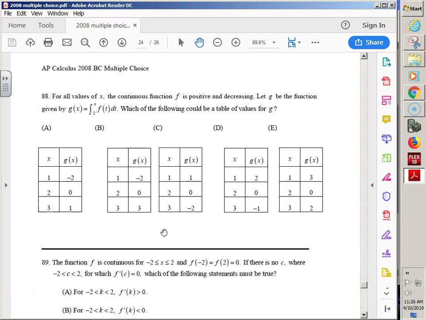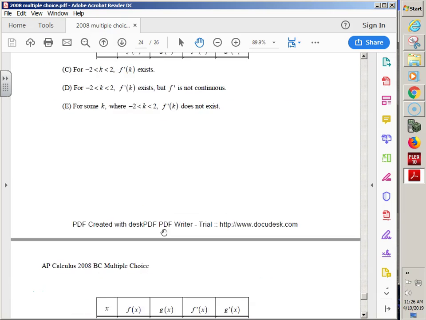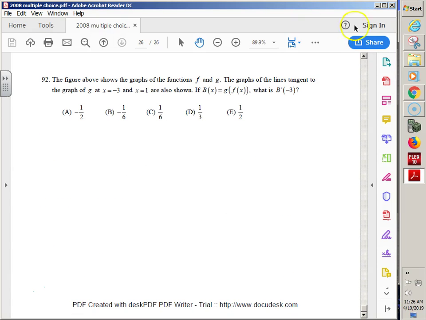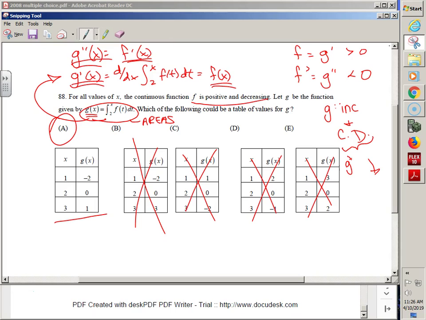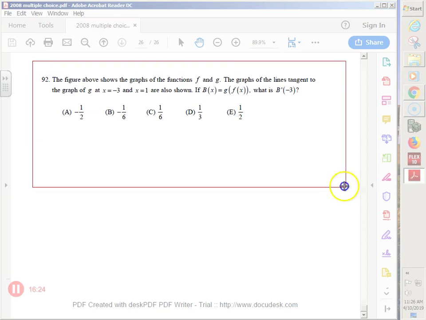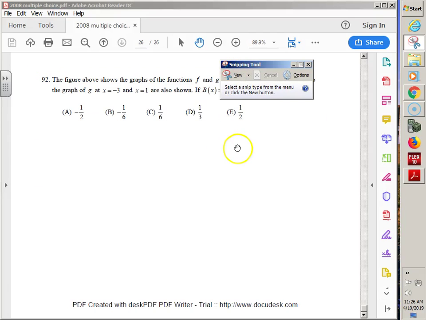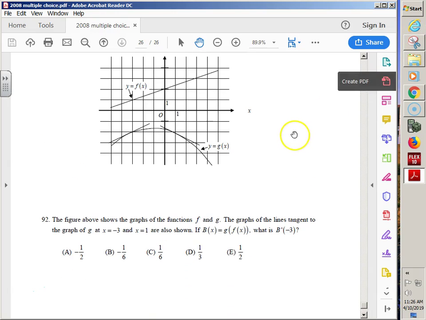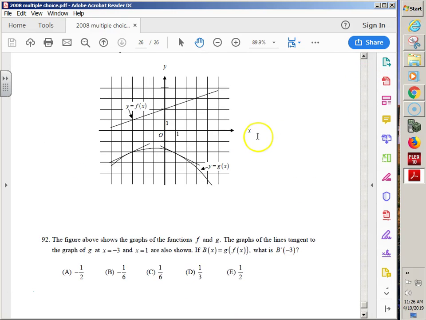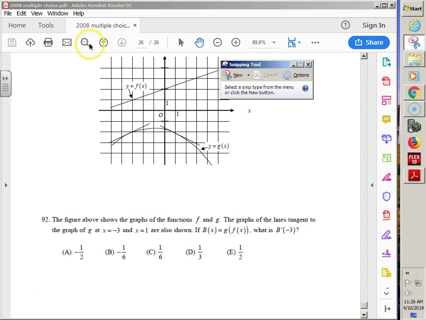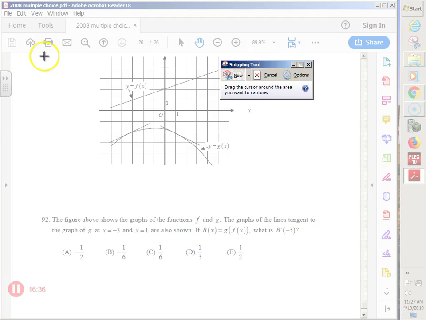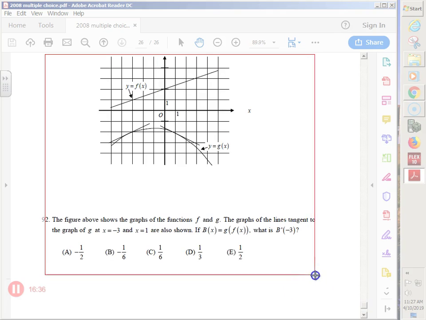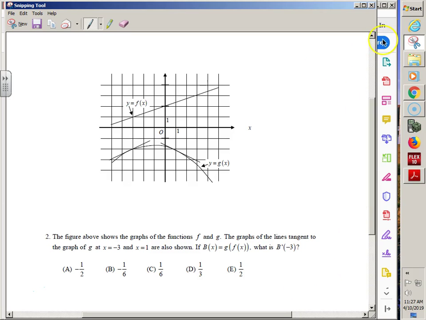What else? Maggie, can you go over 92? Yeah. I don't think I know how to read a tangent line. Oh, figure. There's a figure? The graph, yeah. It's just Y. Okay. The figure above shows the graphs of F and G, the graphs of the lines tangent to the graph.